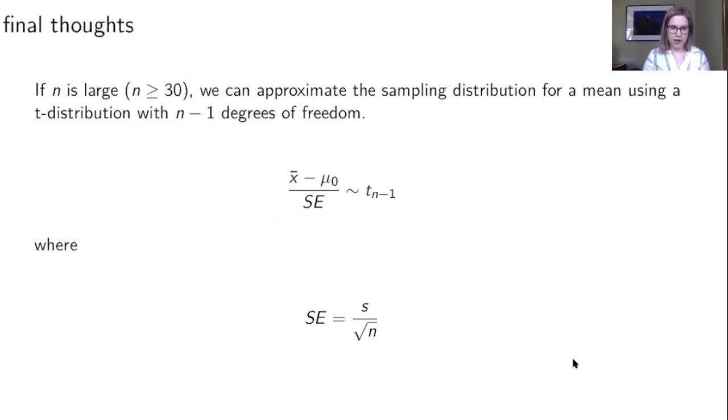So the final thoughts for this 6.1D: if we have a large sample size, n greater than or equal to 30, we can approximate the sampling distribution for a mean using a t-distribution with n-1 degrees of freedom. So this (x bar minus mu 0) over standard error is going to follow a t-distribution with n-1 degrees of freedom. And the way that we're going to calculate that standard error is s over the square root of n.